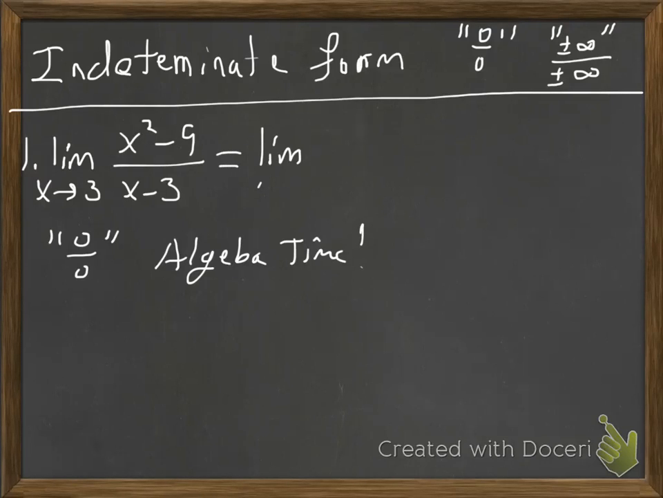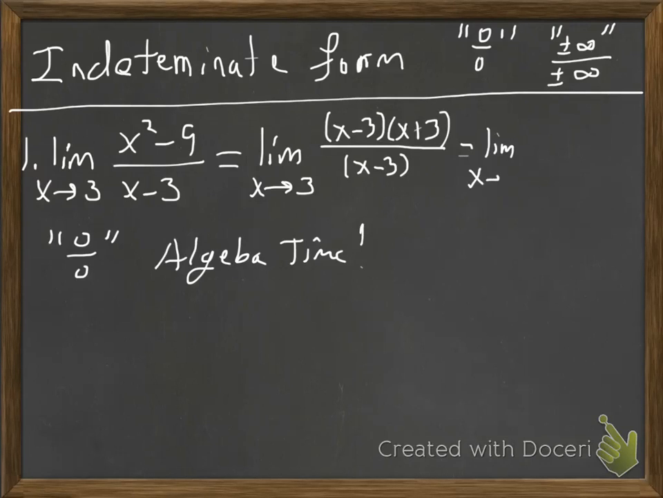Alright, so difference of squares upstairs. It's x minus 3, x plus 3. And we can go ahead and divide out the like factor. So those divide out, and this is now equal to the limit as x approaches 3 of x plus 3. Now we can directly substitute in, so that's 3 plus 3, which is 6.